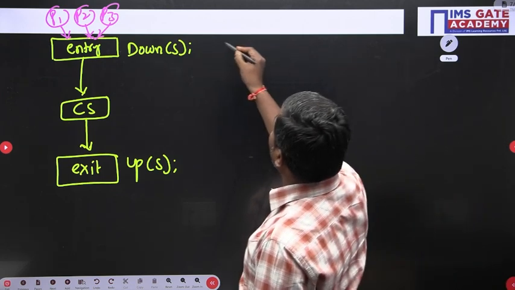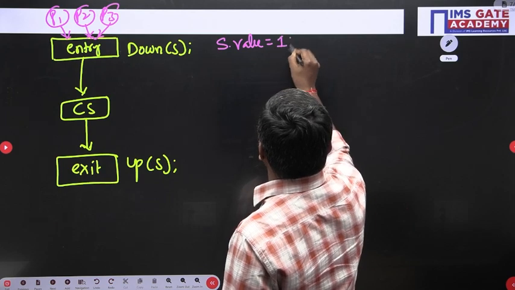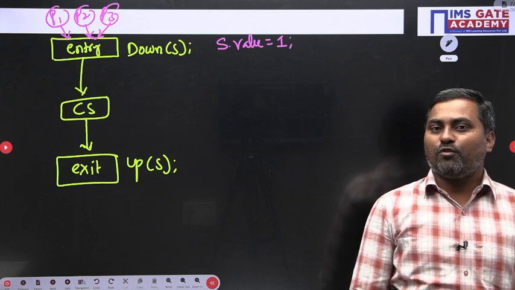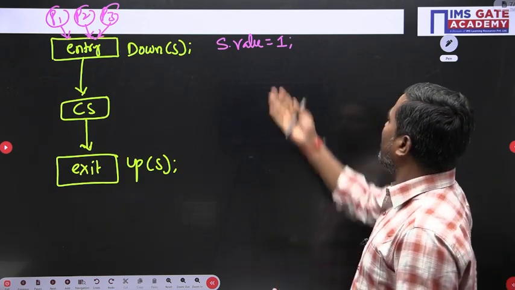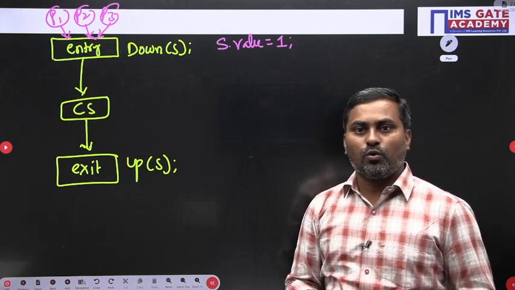Let's understand here, the initial value of S dot value, the semaphore value, is 1, an assumption. Later we can understand what the initial value of the semaphore must be to ensure mutual exclusion, but I am taking S dot value equal to 1 initially.